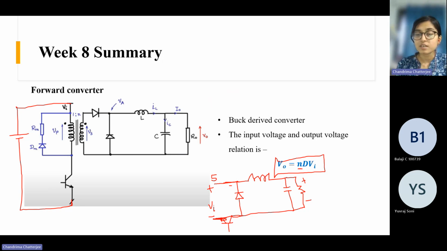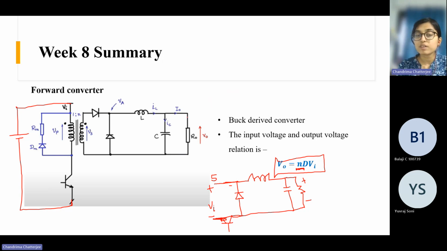Otherwise everything is the same. The same relationship is maintained for the forward converter also, just that you have another degree of freedom, which is provided by the transformer. When you design the circuit, you can select N as per your requirement.